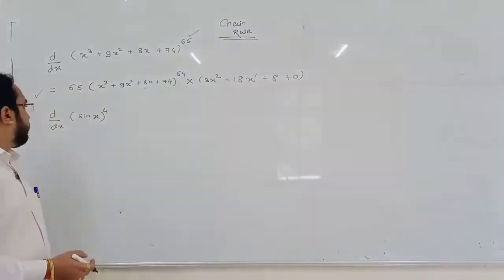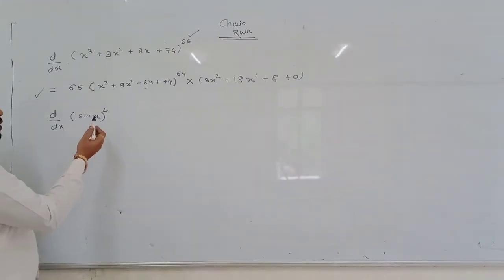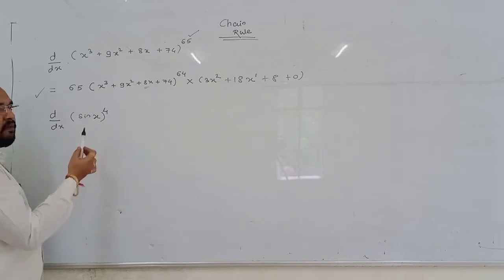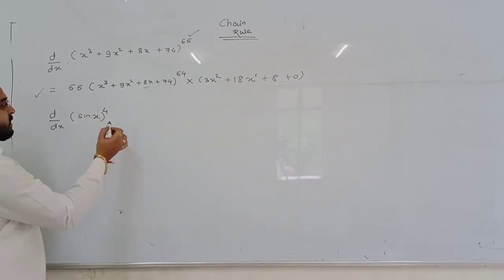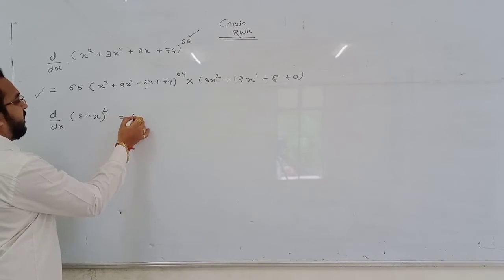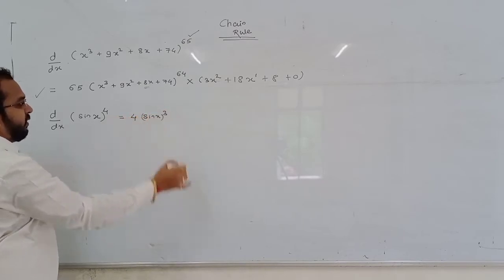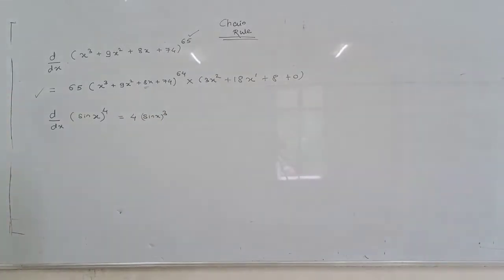Okay. Now, first of all, we are going to see the power. Something is there which is having power 4. So first of all, apply the power rule. That means 4 sin x to the power 3.